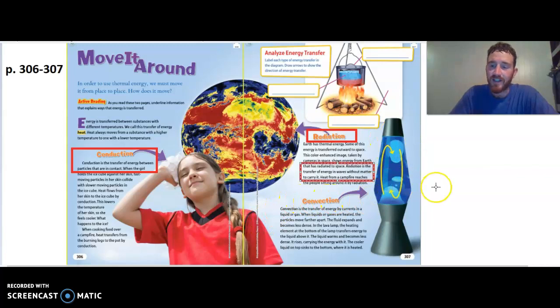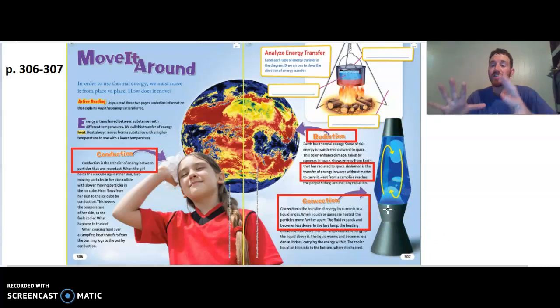This has to do with the idea that heat rises, which you may have heard before. Hot air rises. Convection usually happens with liquids and gases. So it says convection is the transfer of energy by currents in a liquid or gas. When liquids or gases are heated, the particles move farther apart. The fluid expands and becomes less dense. In the lava lamp, the heating element allows that heat to happen down here. Basically, when things grow hotter, they expand more and become more spread apart.